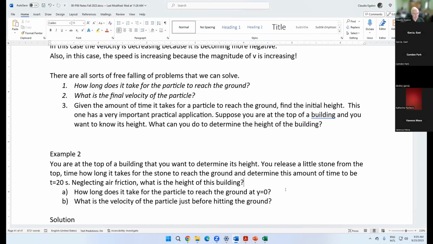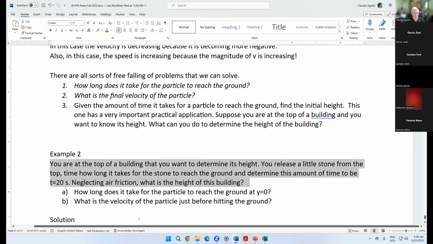So, neglecting air friction. In order to answer this question that you're asking, we need the concept of weight, the concept of force and Newton's law. So hold on to that for now. And let's go back to this example, right? Neglecting air friction, what was the height of the building? You time it to be 20 seconds, right?